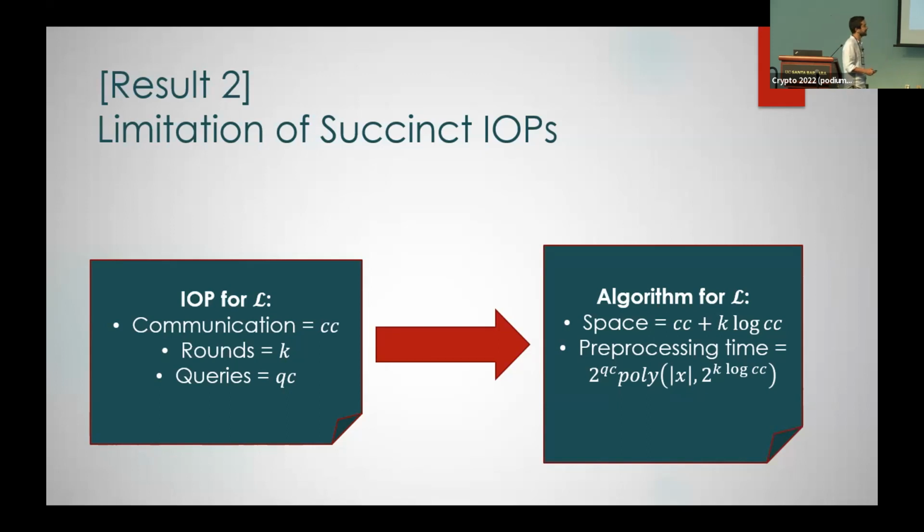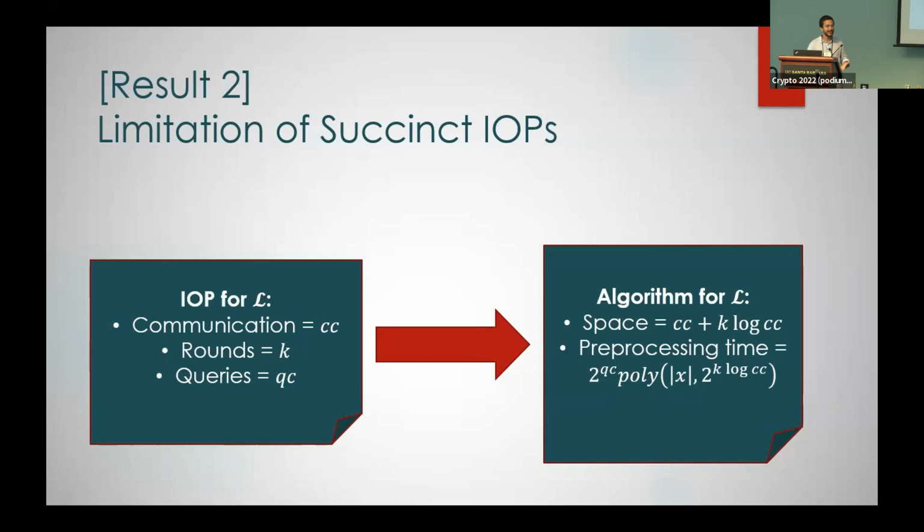The pre-processing depends exponentially on the query complexity, but that's okay because it's an IOP and we typically think of the query complexity as being very small. Polynomially on the instance, that's also okay. And we have this thing over here. This is the most annoying thing, but it's here. It's 2 to the K log CC.